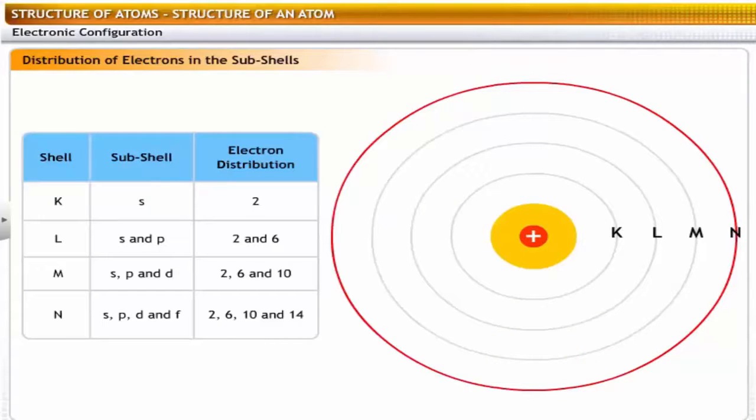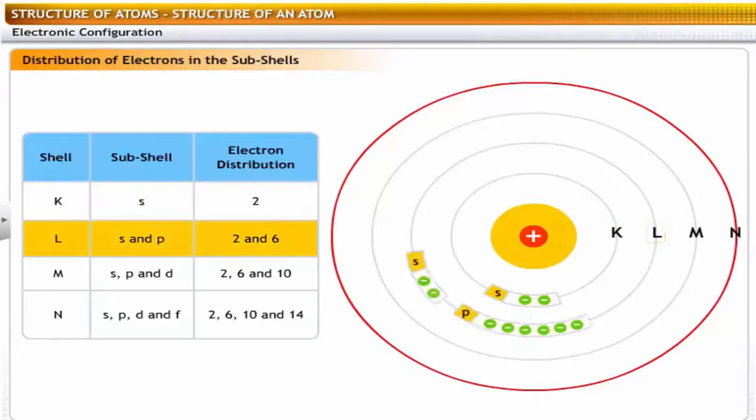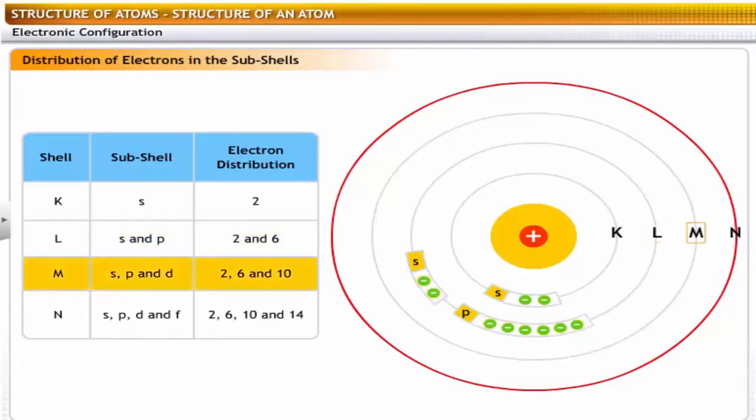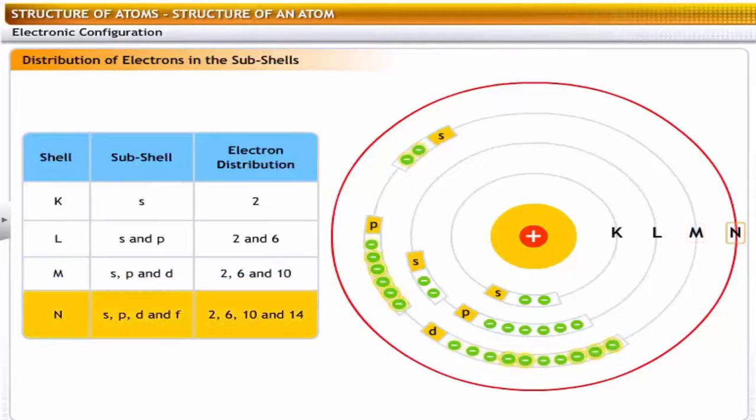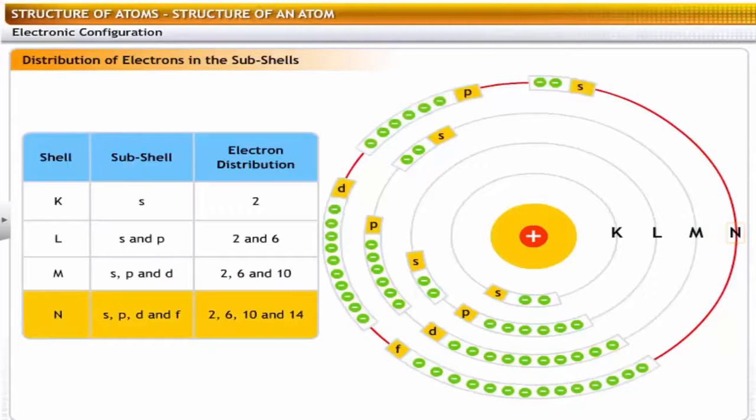Electrons are distributed in their respective shells and subshells. The first energy level, K, can have one subshell which can accommodate 2 electrons. The next shell is the L shell, which contains S and P subshells, where the S subshell accommodates 2 and the P subshell 6 electrons. M is the third shell and has S, P, and D subshells, which accommodate 2, 6, and 10 electrons respectively. Next is the N shell with S, P, D, and F subshells accommodating 2, 6, 10, and 14 electrons respectively.